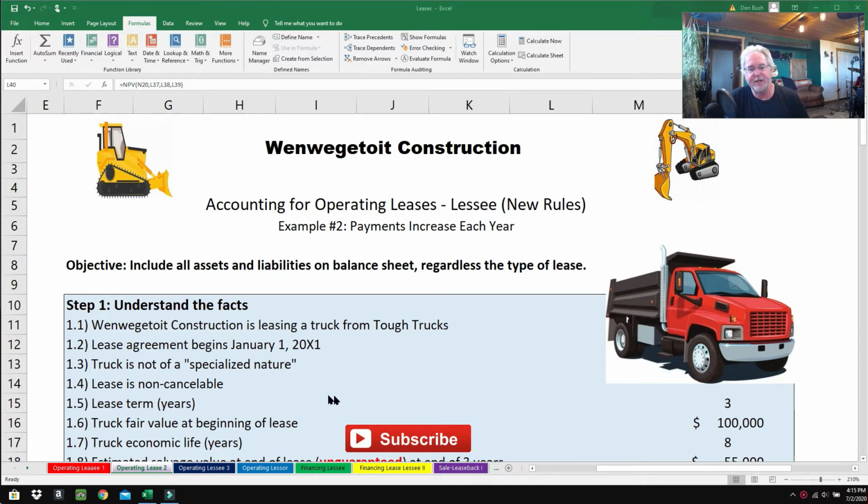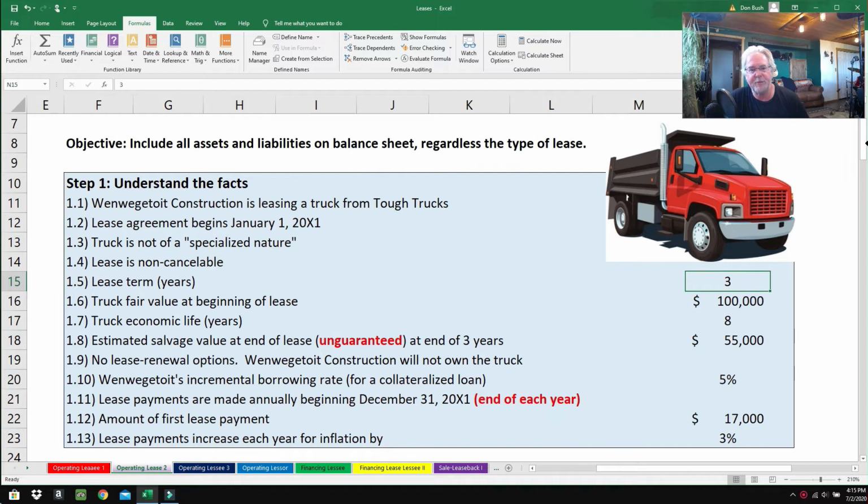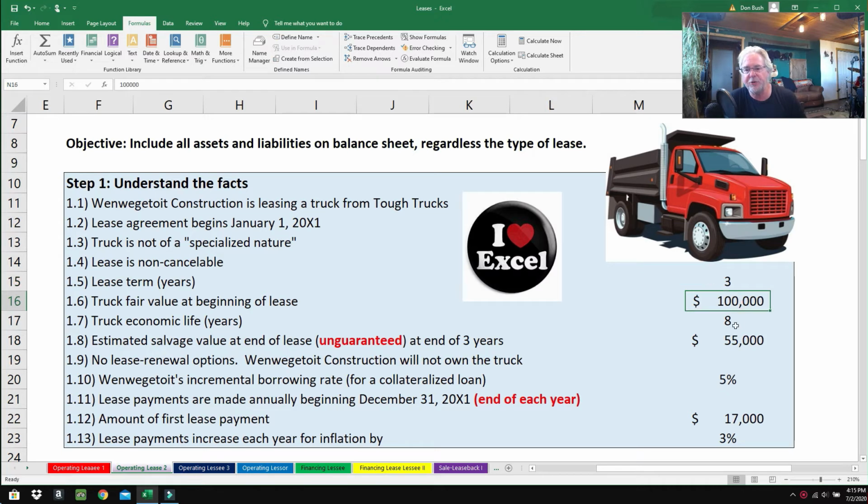1.4, the lease is non-cancelable. When We Get To A Construction can't just turn the truck back in and say, hey, we're done. The lease term is 3 years. By the way, it's a good idea to organize your information. When you're reading these problems in the textbook, they usually describe things in paragraph form, and it's hard to keep the information straight and know what relates to what. So I always take the time just to spell it out. It's time well spent. Also, if you're doing this in Excel, which I highly recommend, you can organize all your numbers so you can find them quick and easy, and you can just copy and paste. And so here we go.